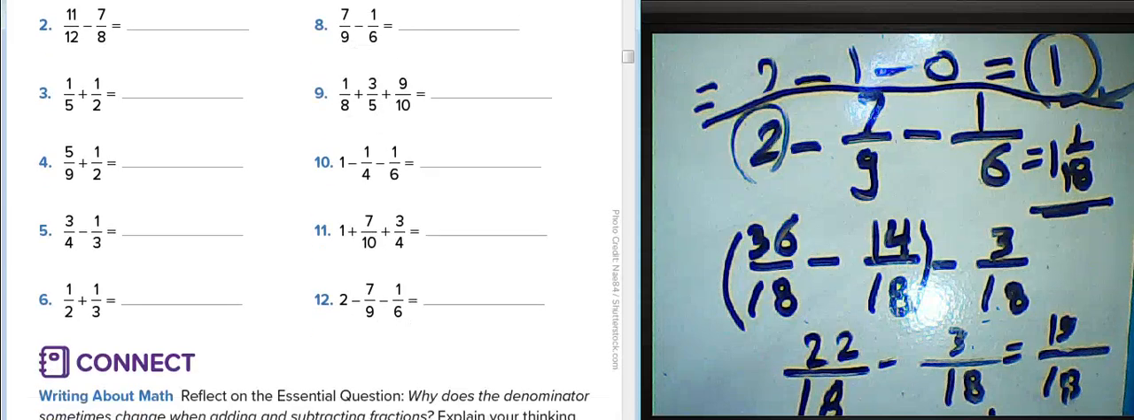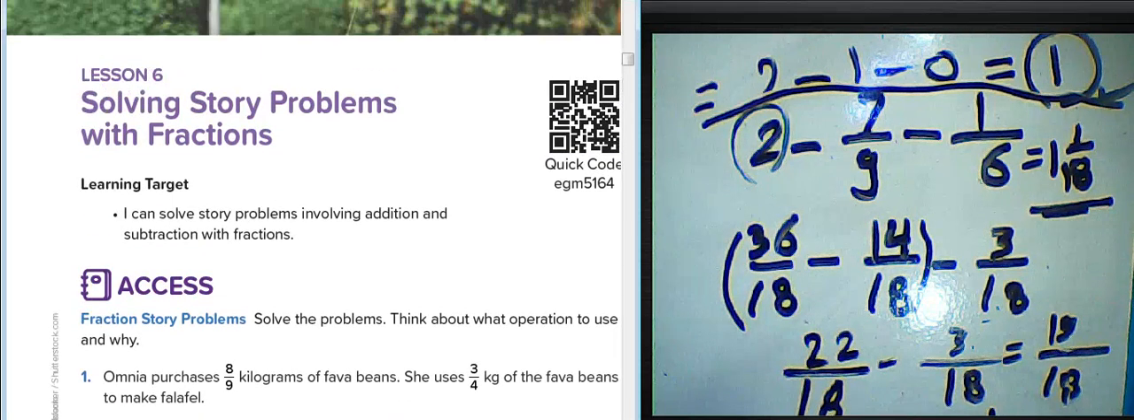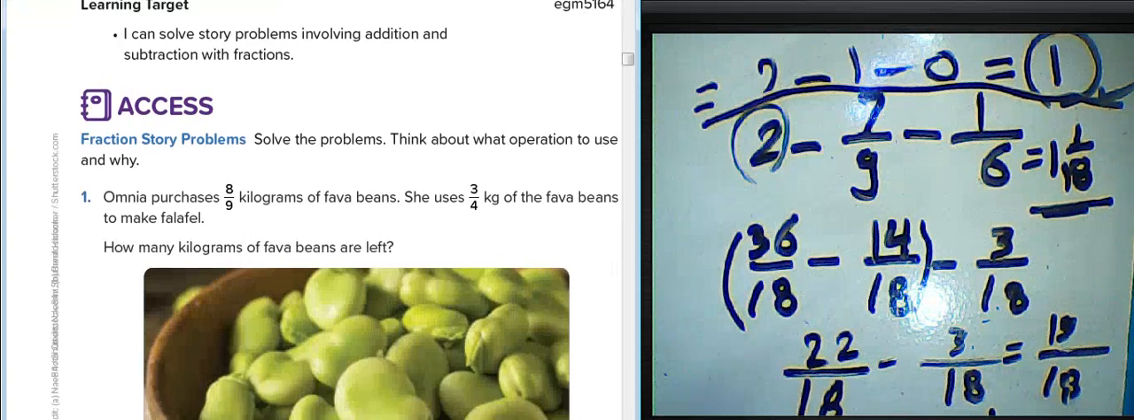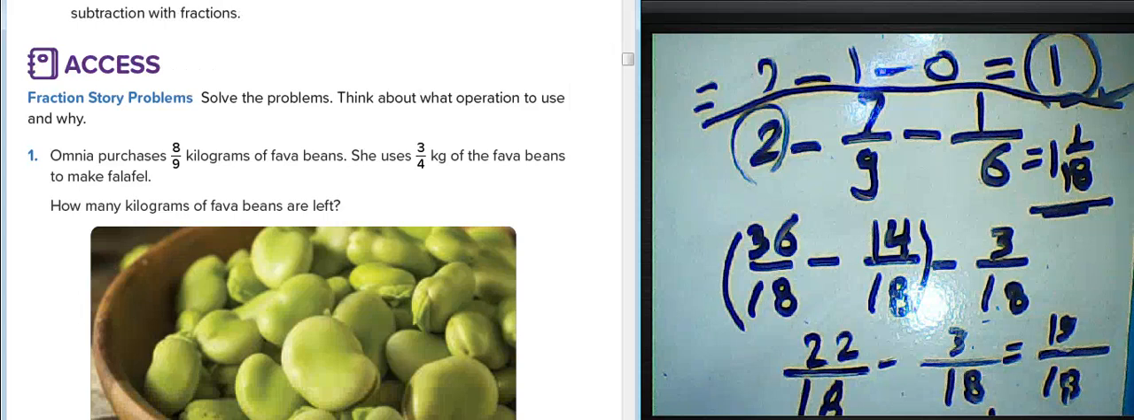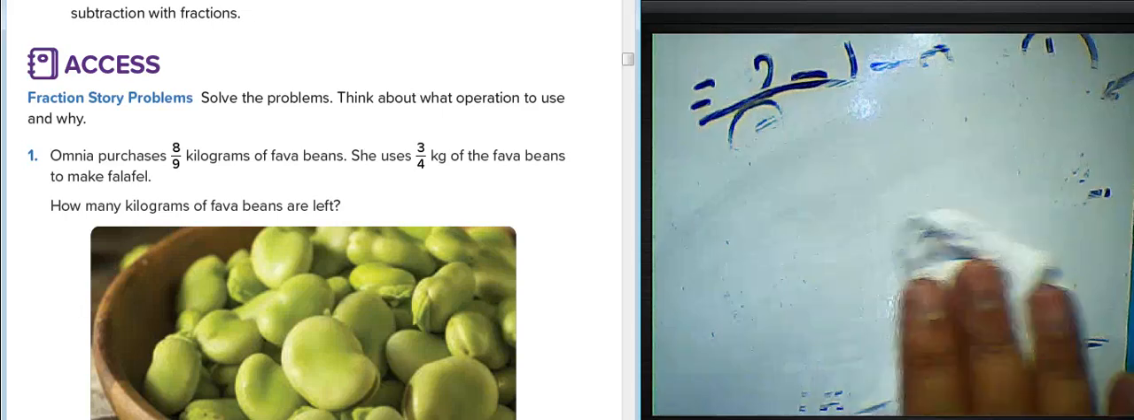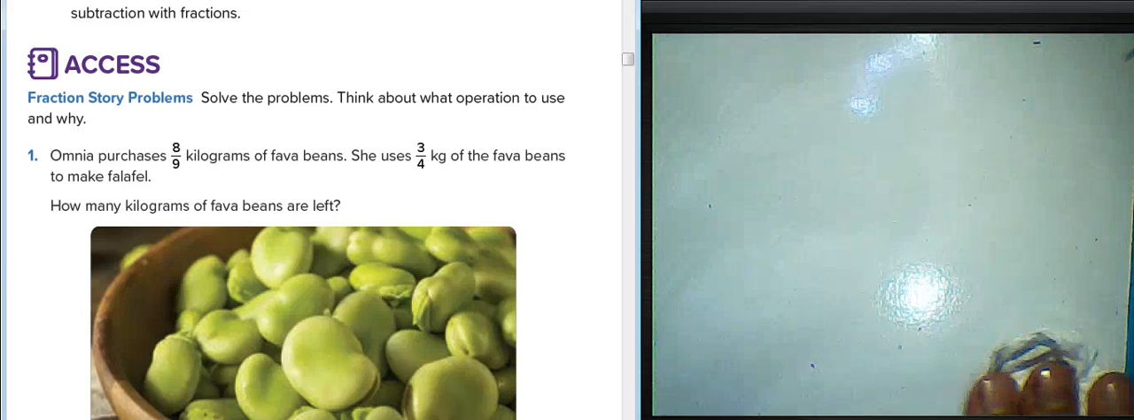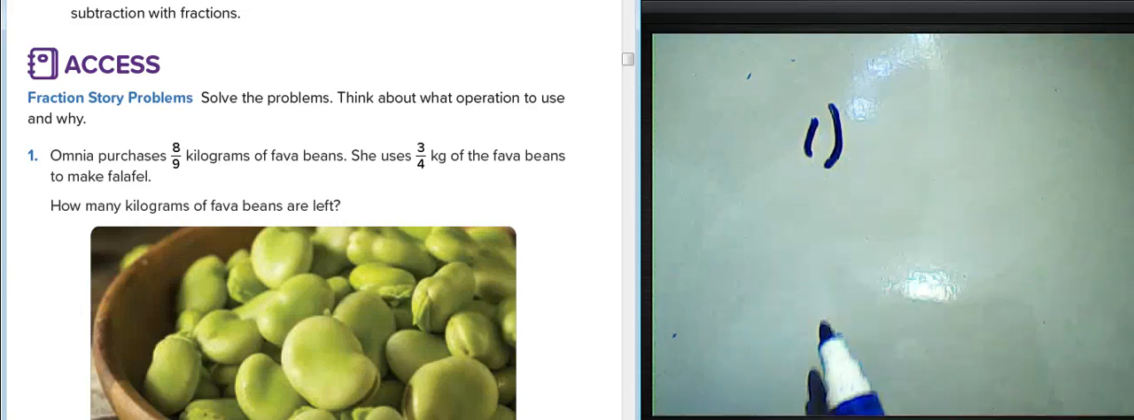Okay, my students, look with me at the book here, lesson 6. We have word problems here. Number 1: Omnia purchased 8 over 9 kilograms of fava beans. She used 3 over 4 kilograms of fava beans to make falafel. How many kilograms of fava beans are left, meaning the difference between them? So I will solve question number 1 here.